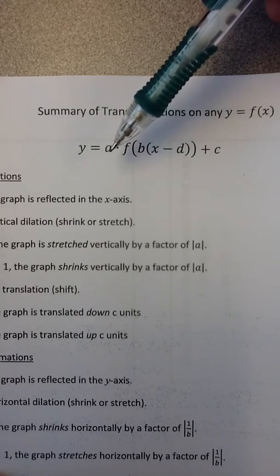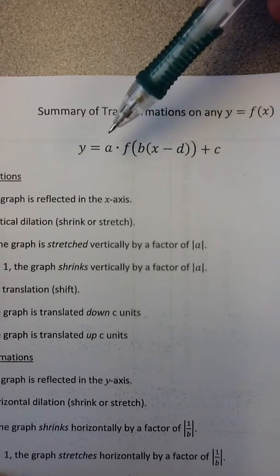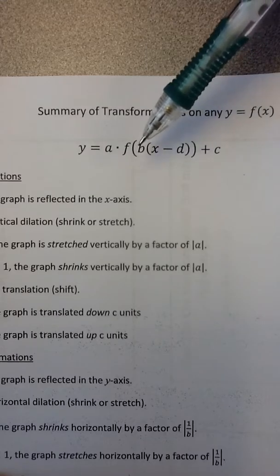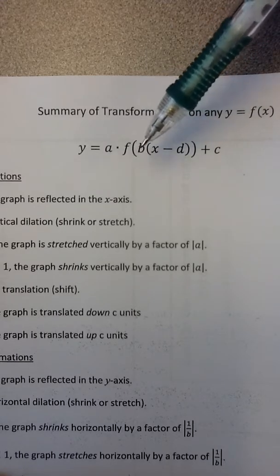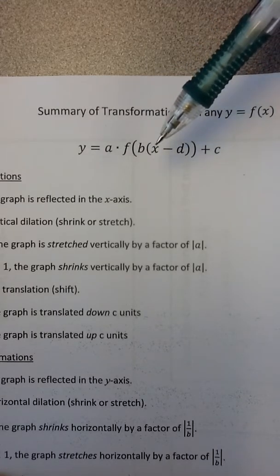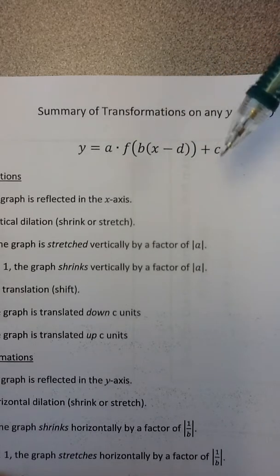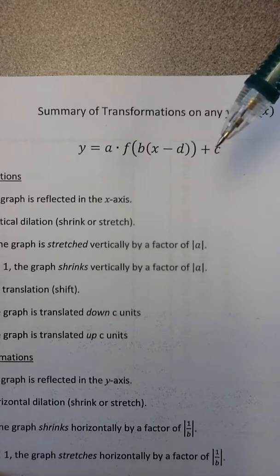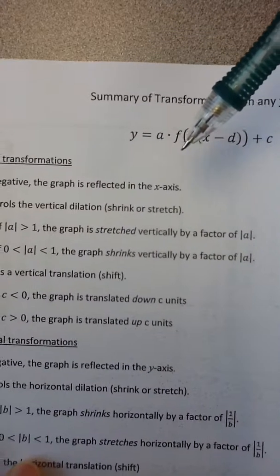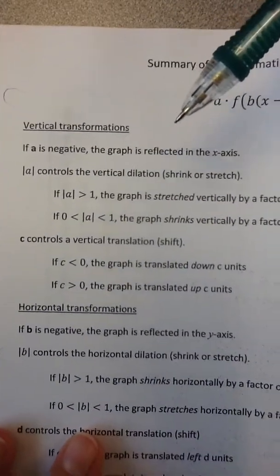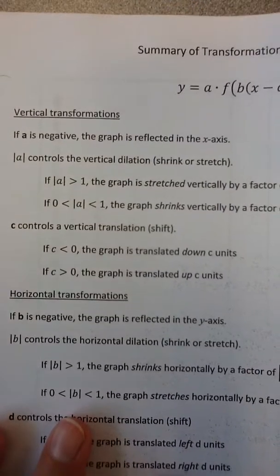Multiplying by a will do something in the vertical direction. Multiplying x by b will do something in the horizontal direction. Subtracting d from x will do something in the horizontal direction, and adding c outside the parentheses will do a vertical change.